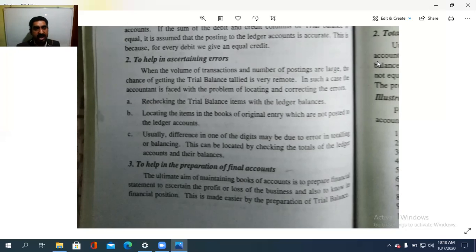Okay, so that helps in ascertaining the errors. Then it helps in preparation of final accounts. അപ്പം ഈ ബാലൻസിന്റെ ബേസിലാണ് നമ്മൾ എന്ത് പ്രിപ്പയർ ചെയ്യുന്നത്? ട്രേഡിംഗ്, പ്രോഫിറ്റ് ആൻഡ് ലോസ് അക്കൗണ്ട് ആൻഡ് ബാലൻസ് ഷീറ്റ്. അപ്പൊ അതാണ് ഓർക്കേണ്ടത്. ഏതൊക്കെയാണ്? അരിത്തമെറ്റിക്കൽ ആക്യുറസി ചെക്ക് ചെയ്യാനായിട്ട് ഒബ്ജക്റ്റീവ്, then ascertaining the errors and also helps in preparing the final accounts.